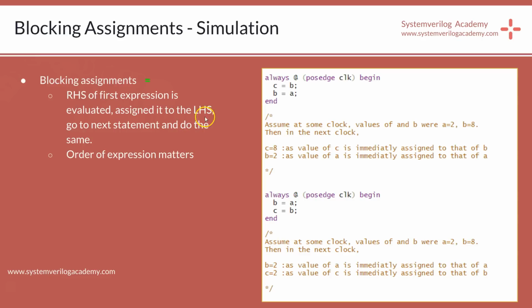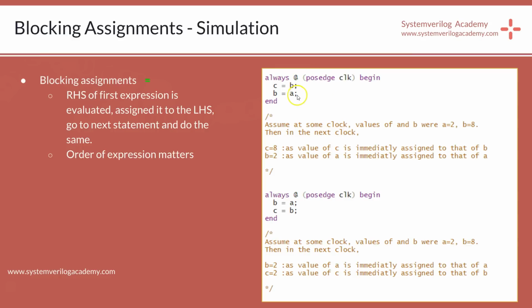In this example, in an always block with the sensitivity list as a clock, C is assigned with B first, and B with A next. Assume that, at a given point in time, the values of the variables at the end of the previous clock were A is 2 and B is 8. Now let's check what will be the values of the variables at the end of this clock period.